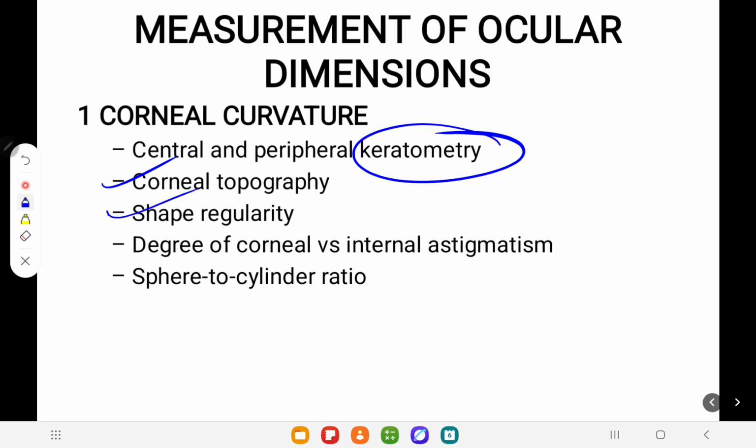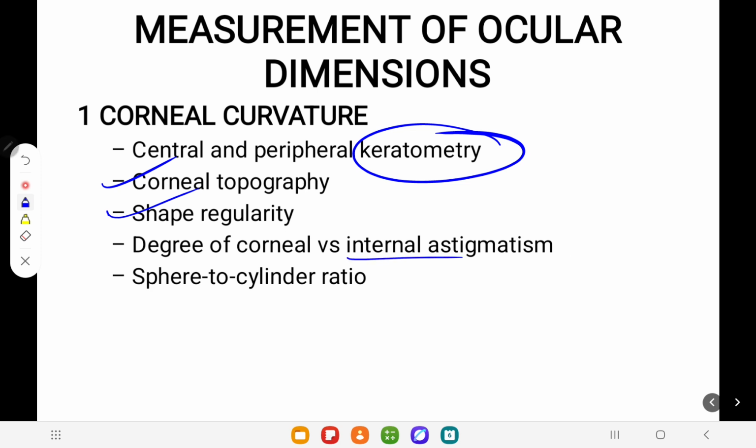Shape and irregularity, that's all about corneal topography. I don't think keratometry will give us the pure idea about the shape and regularity for the contact lens. It's almost impossible. Degree of corneal or internal astigmatism. What do you mean by internal astigmatism?